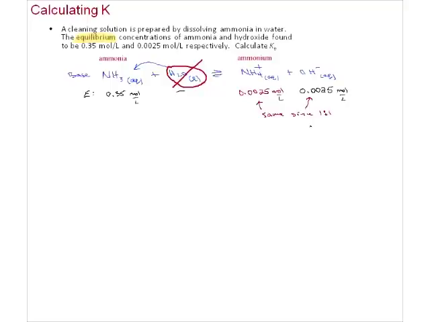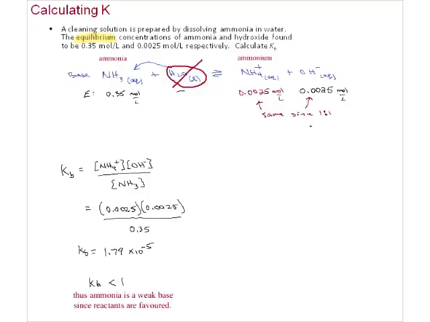So we can easily calculate K here now because K is based on equilibrium values. So this is going to be a Kb because it's ammonia acting as a base. And we simply plug in our equilibrium values, the values that we found up on top here. And we figure out that Kb is going to be 1.79 times 10 to the minus 5. Now this value, 10 to the minus 5, is much less than 1, which tells me the equilibrium favors the reactants. So this is a weak base.